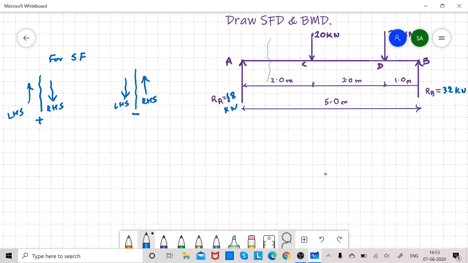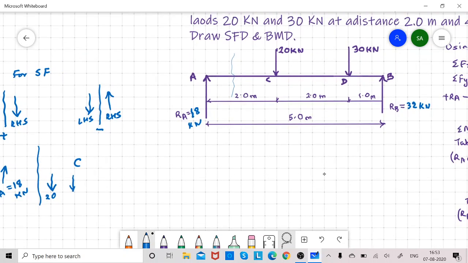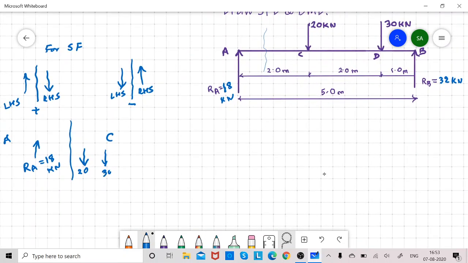Now we are considering the section between A and C. On LHS of A, there is an upward force of RA that is equal to 18 kilonewton. And if you consider the right hand side of C, there are three forces: 20 kilonewton downward, then 30 kilonewton downward, and RB upward. RB is 32.